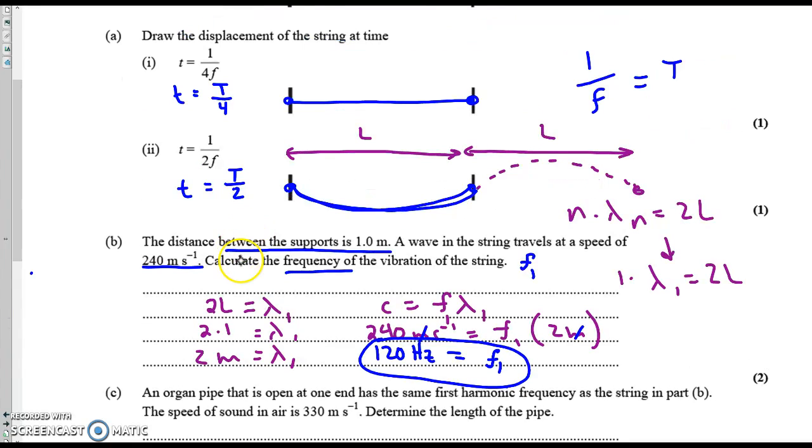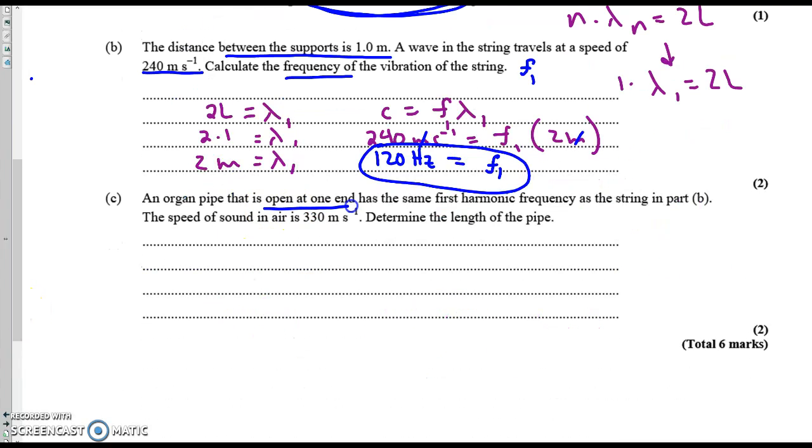An organ pipe that's open at one end only has the same f1. The speed of sound in air, so the organ pipe is like this. Air is what vibrates. f1 looks like this. And the speed of sound in the pipe, the speed of the waves in the pipe, is 330. Determine the length of the pipe, L.